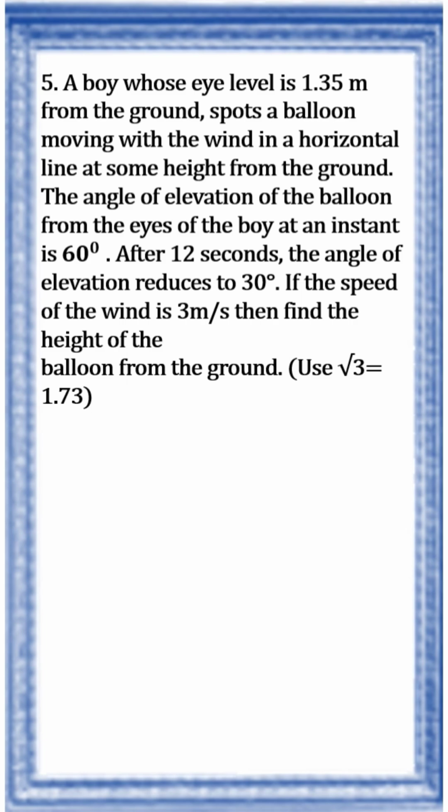If the speed of the wind, here this point is extra. So we have to use distance travelled into time is equal to speed here. Wind is 3 meter per second. Then find the height of the balloon from the ground. Use root 3 is equal to 1.73.